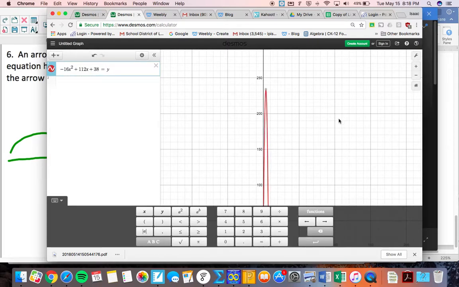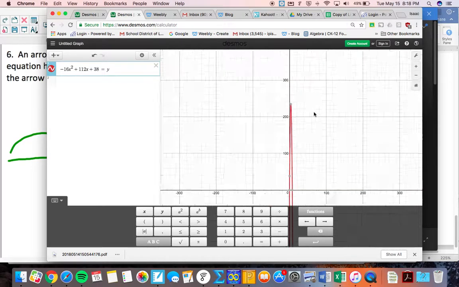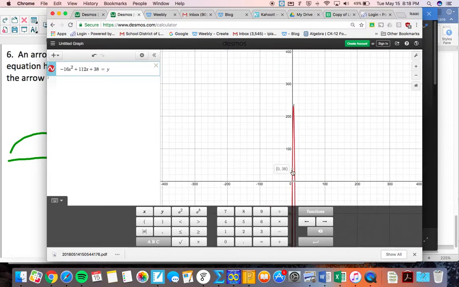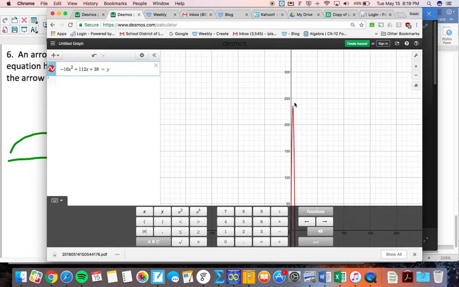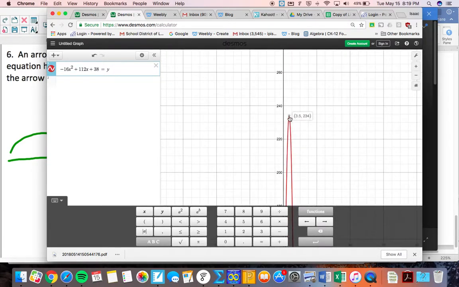There we are. So there's the arrow getting shot from that point at 0 seconds. Right when it gets shot, it's at 38 feet. It goes up and it hits the ground after 7 seconds. I like that 7 seconds because we know the top of the parabola would be in between those two, which would be 3.5. That's the time, and 234 is the height. Good work, everybody.